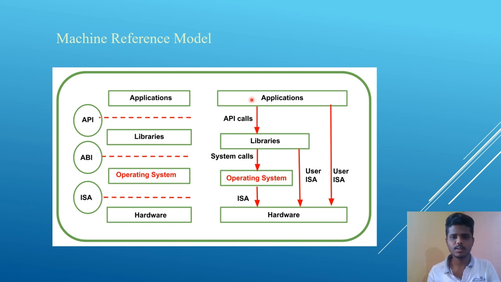The user interacts through the user interface of the applications, which make use of libraries and make system calls to the operating system and the ISA. So through this you can access the hardware. Developers, that is API developers, need to access the hardware through an operating system.